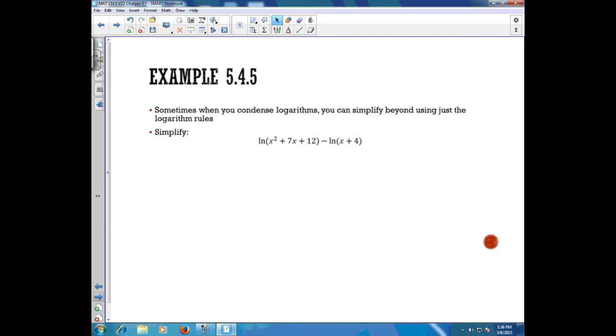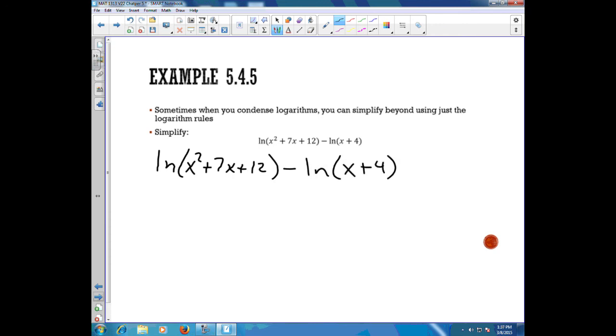Now sometimes when we condense logarithms, you can actually simplify it beyond just the rules that we have. So here we have the natural log of x squared plus 7x plus 12 minus the natural log of x plus 4. So we have a difference of logarithms. We can rewrite this by just saying the natural log of x squared plus 7x plus 12. So the positive one's in the numerator, negative one's in the denominator.